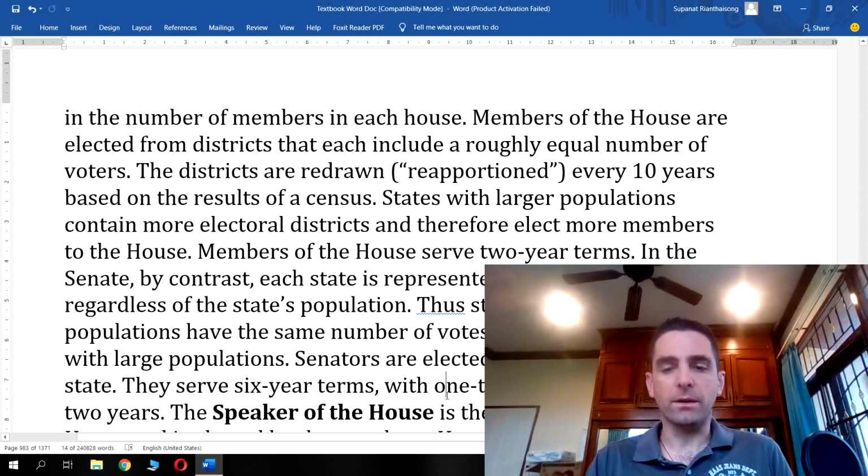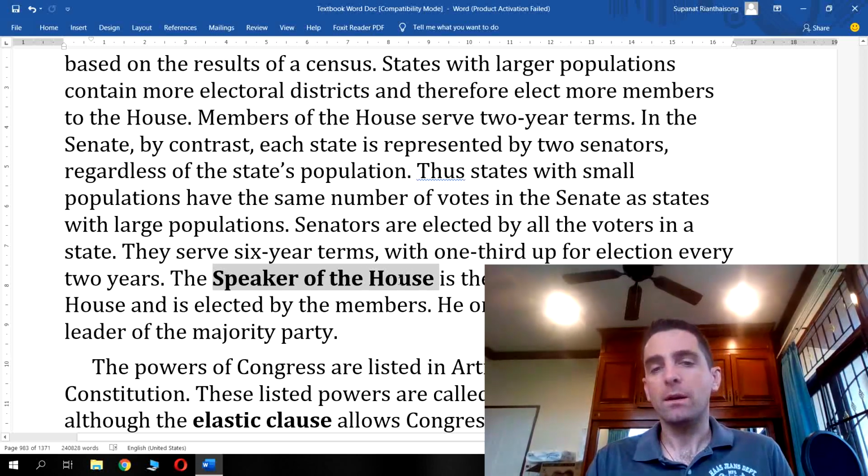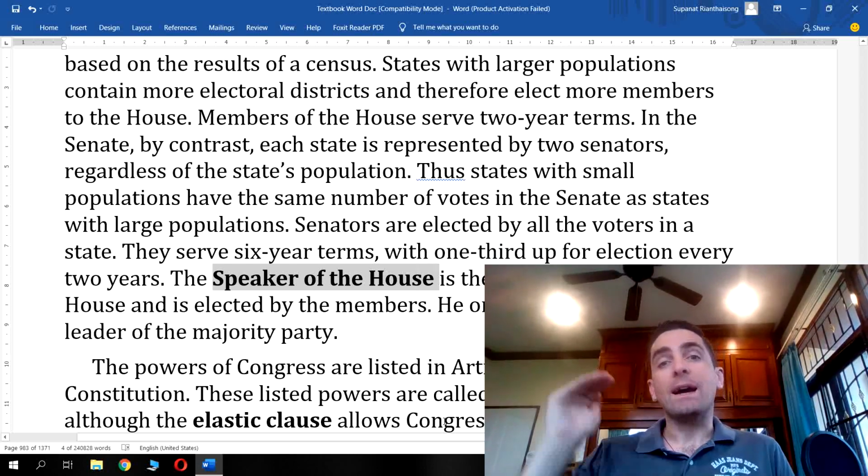Okay, 6-year terms. The Speaker of the House is the presiding officer of the House and is elected by its members. He or she typically is the leader of the majority party. So that's the person in the highest position of the House of Representatives.